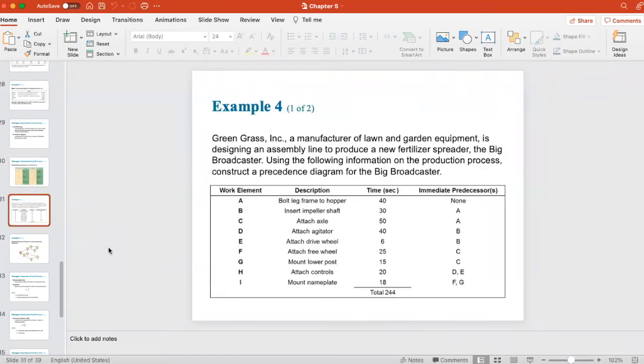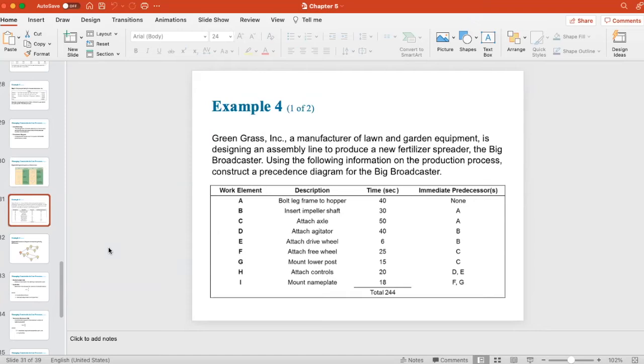Now let's use one very straightforward, very important example to illustrate the line process. For example, we are a company manufacturing lawn and garden equipment, which is designing an assembly line to produce a new fertilizer spreader. The following are some very important information about our production process, and we try to construct a precedence diagram for the broadcaster.